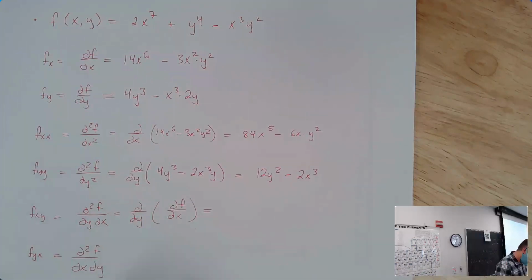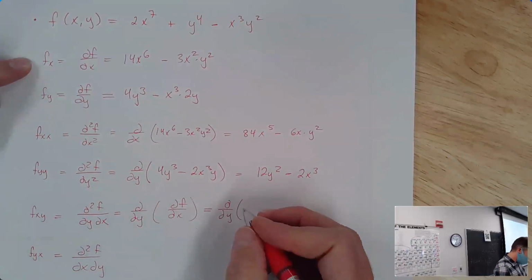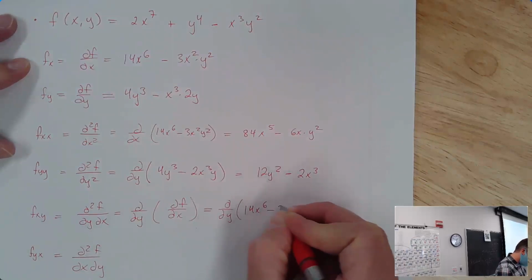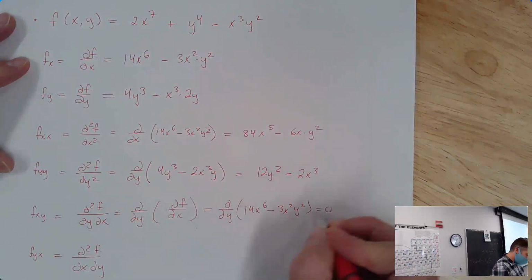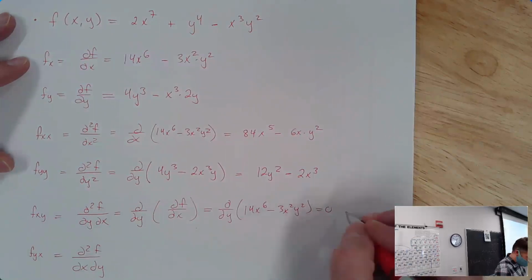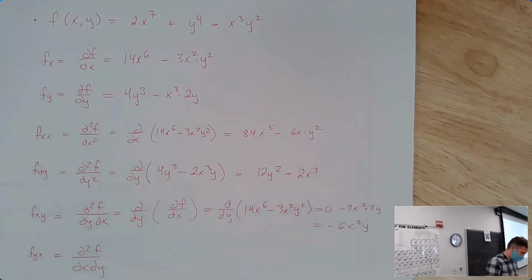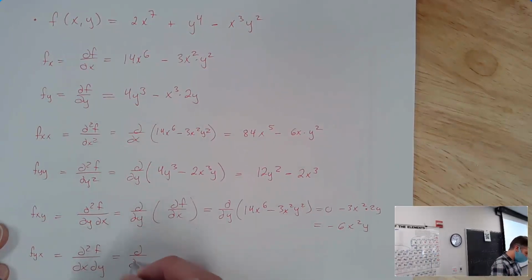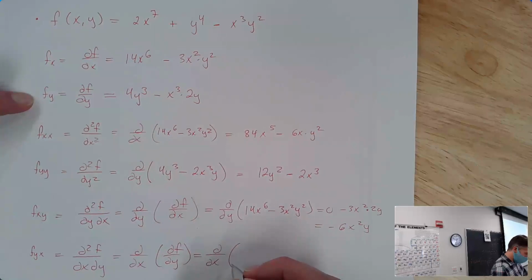Okay. So I'm taking the derivative with respect to y of the partial with respect to x. Well, the derivative with respect to y of this is going to be 0, and the derivative with respect to y of this is going to be negative 3 times x squared times 2y. And I would write that as negative 6x squared y. And the other one is going to be the derivative with respect to x of the derivative with respect to y. That's going to be the derivative with respect to x of that.